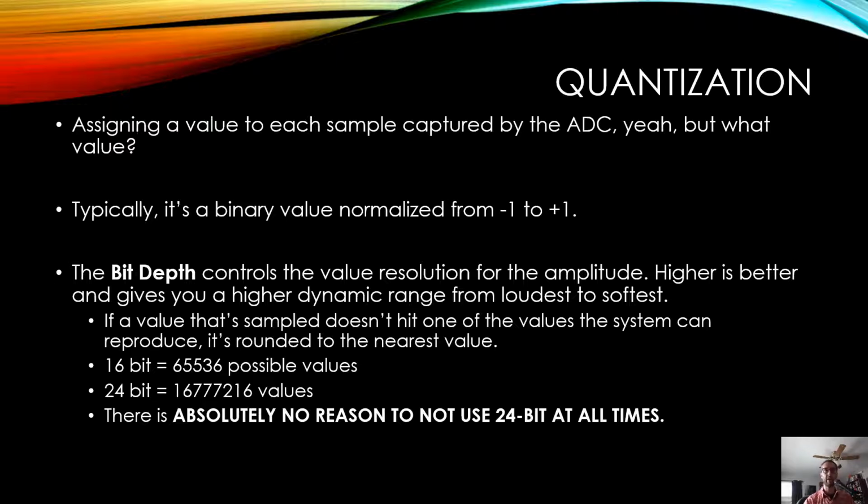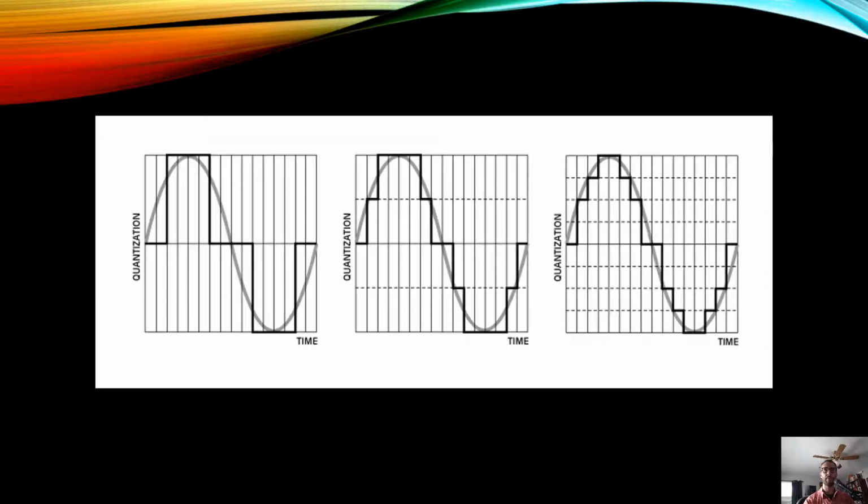If you have a 16-bit sample, then you have 65,536 possible values. However, if you have 24 bits, you have 16,777,216 values. And the file size is only marginally higher. There's absolutely no reason to not use 24-bit bit depth at all times when you are recording and working with audio. It just gives you a much, much, much larger dynamic range.